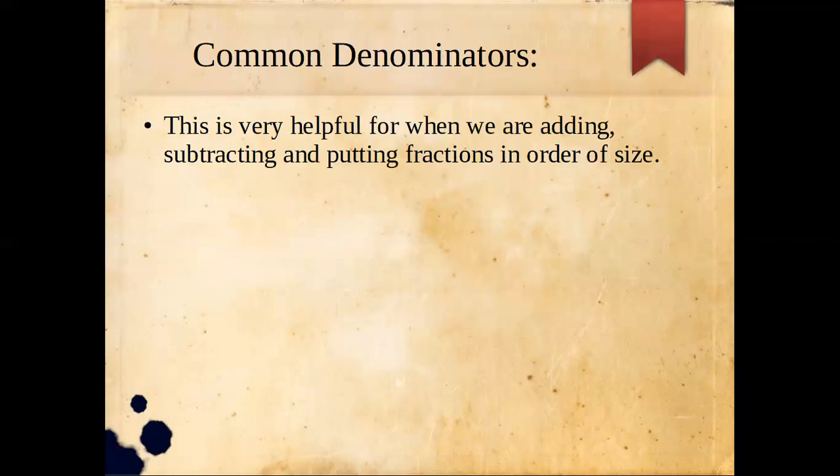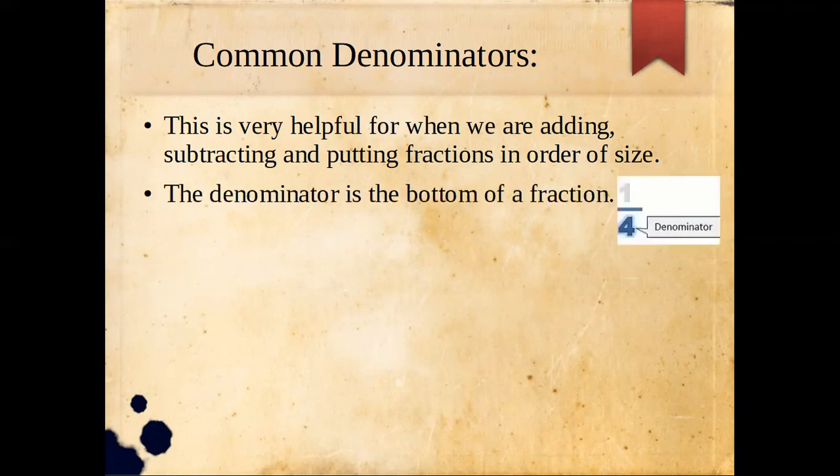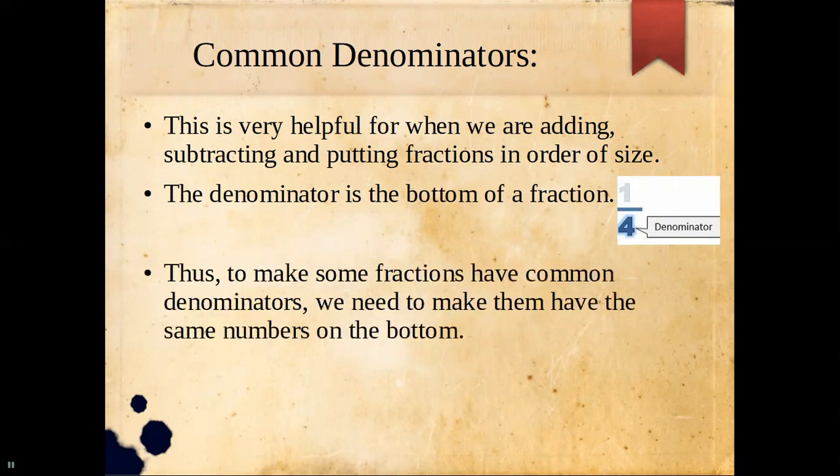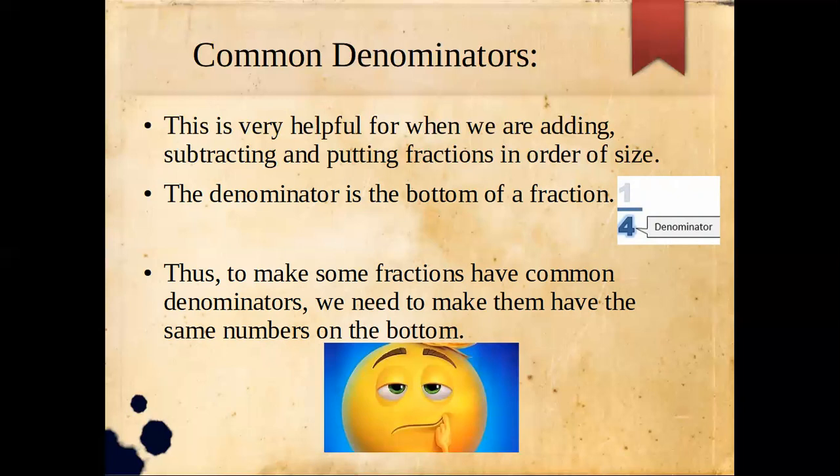Writing fractions with common denominators is very helpful when we are adding, subtracting, and putting fractions in order of size. The denominator is the bottom of a fraction. As you see from the picture, the denominator is the bottom of the fraction. Thus, to make some fractions have common denominators, we need to make them have the same numbers on the bottom. You kind of work that out from the name. Common means the same denominator, the bottom of the fraction, so the same bottom of the fraction. If you don't know how to do that, don't worry, I'm going to go through that in a second.